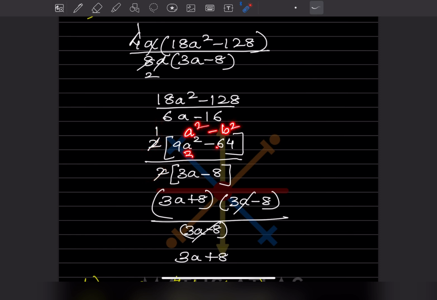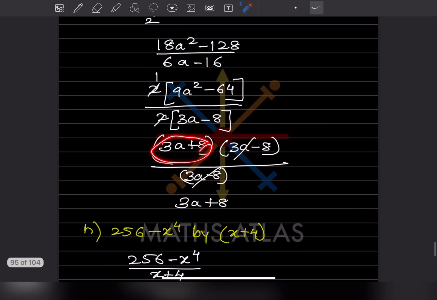So now a is 3a and then square of it, minus 8 square. So a is 3a and b is 8. So this is a plus b and this is a minus b. So 3a plus 8 and 3a minus 8. And this is the same. So this and this get cancelled. So this is the answer.